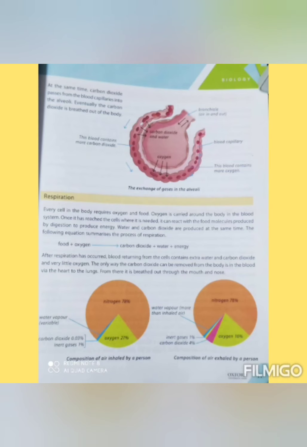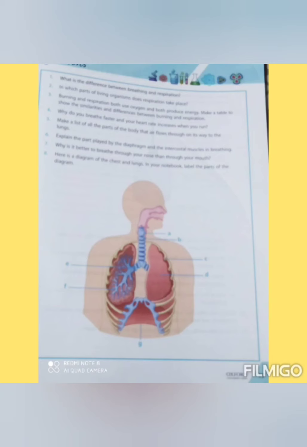Food plus oxygen is broken down and gives us energy, and carbon dioxide and water drops are given out and exhaled. You can see the difference in the composition of inhaled air and exhaled air.